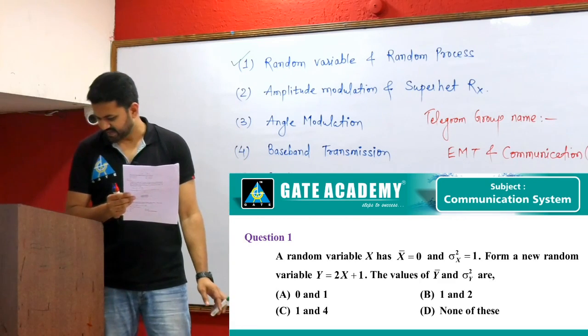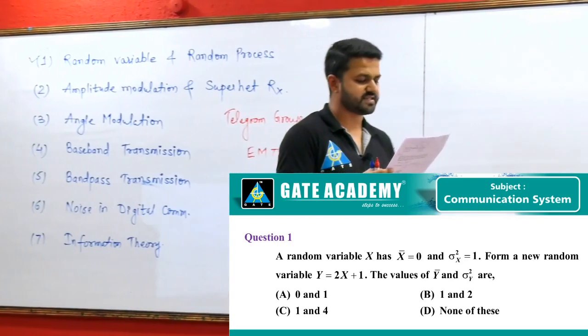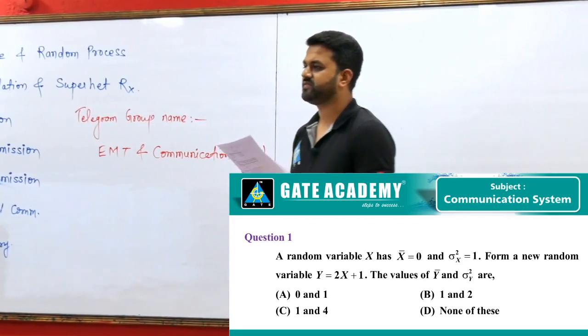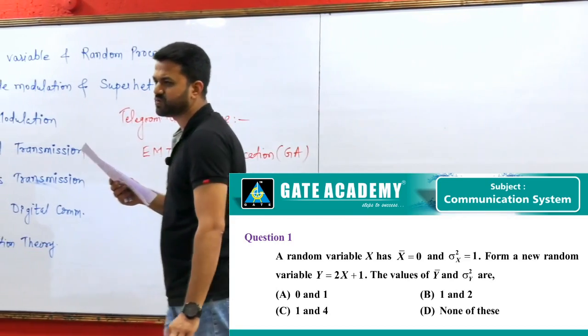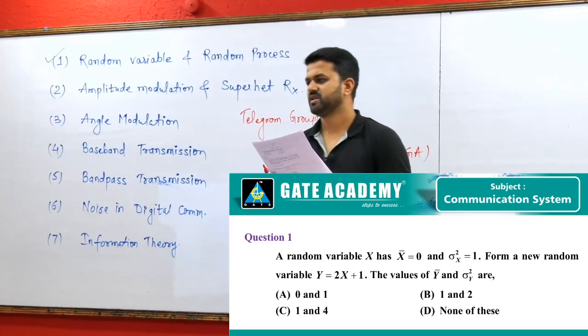So one answer I am getting is option A. Mean is 0 and the variance is 1. Variance into 2. Variance into 2. Sorry.